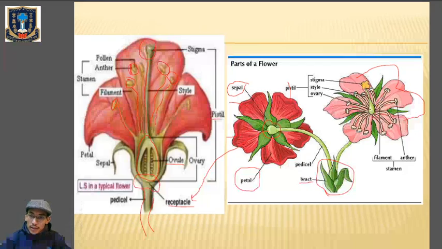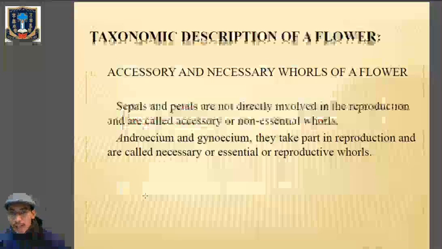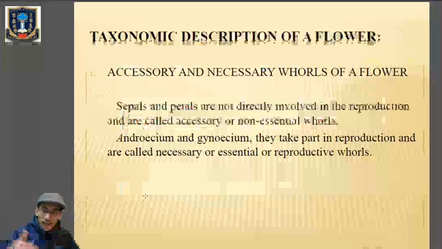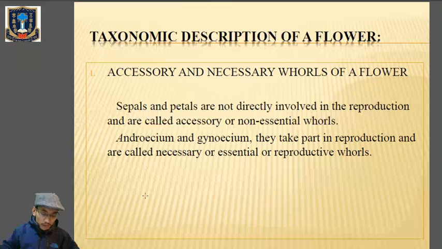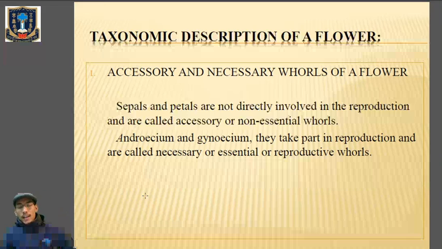Now let's begin with the next topic, that is the taxonomic description of a flower. How can we describe a flower? First of all, we will describe the flower by the presence of the accessory and necessary whorls of a flower. So we are beginning with the topic taxonomic description of a flower. It's on page number 5.44. The first one we are going to discuss is accessory and necessary whorls of a flower.